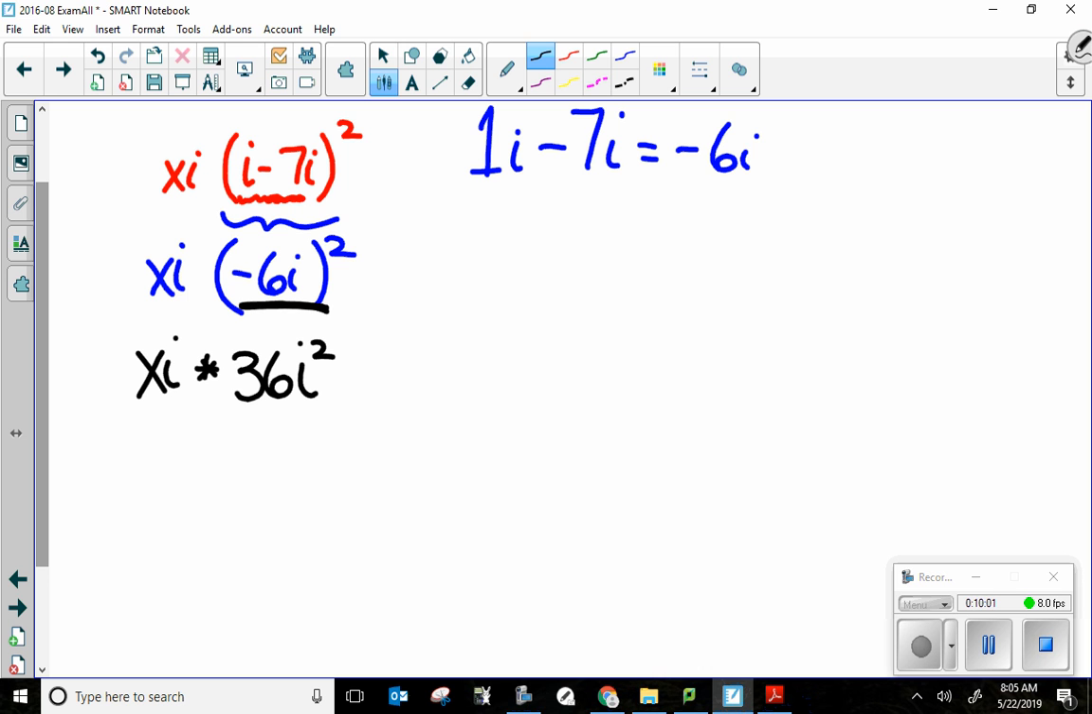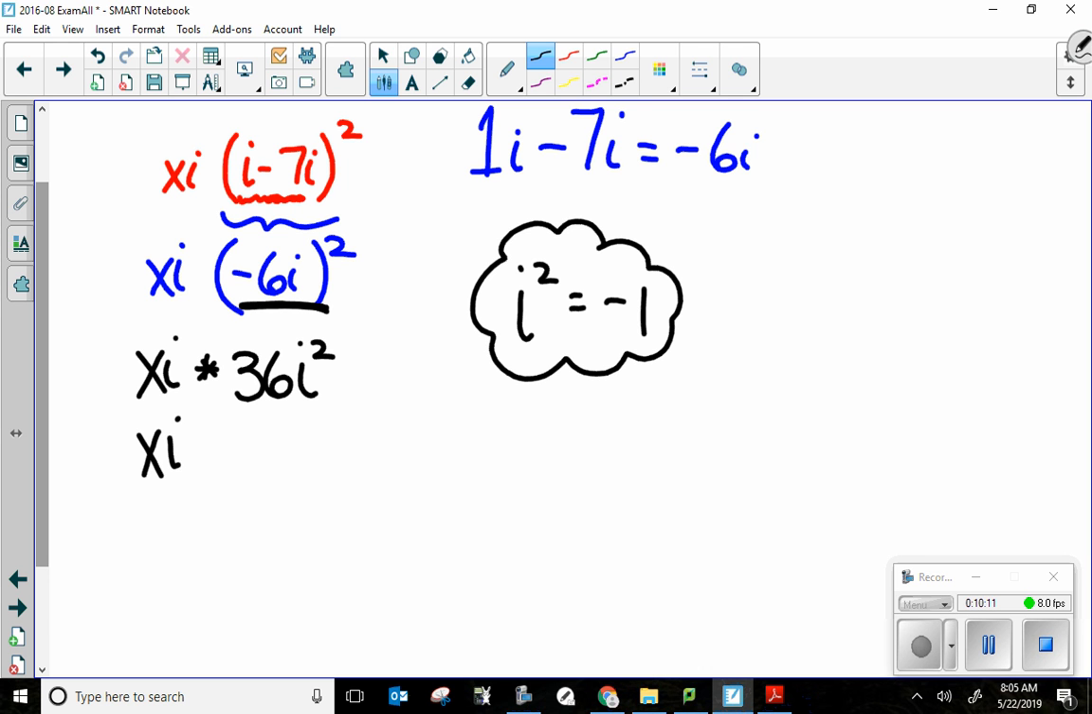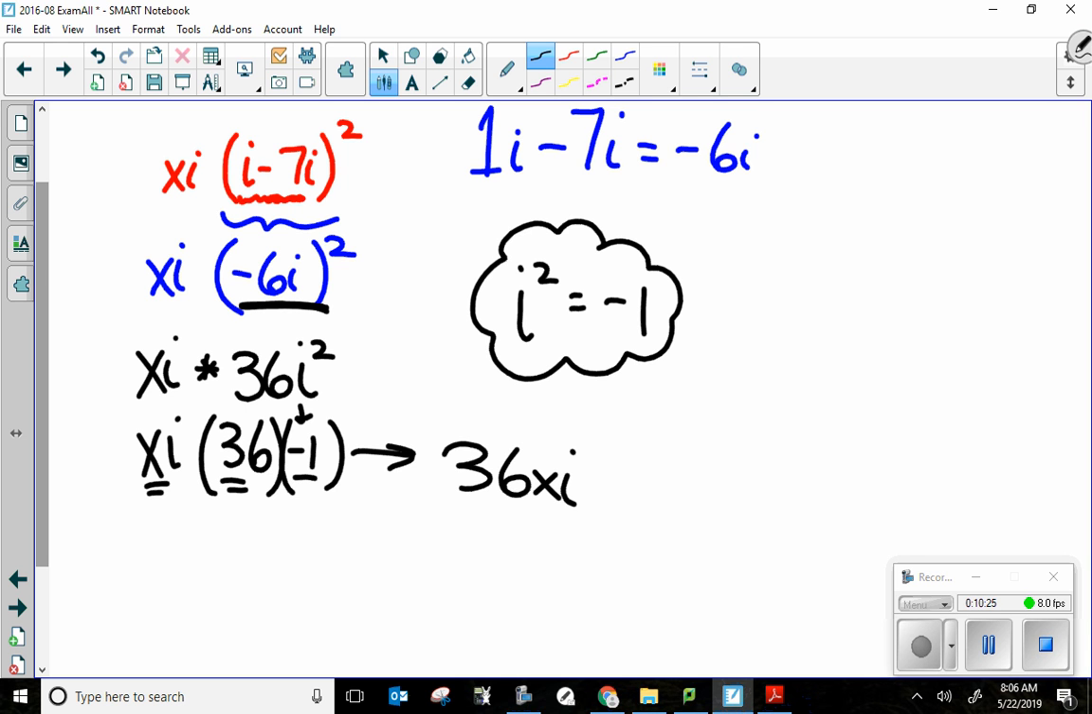Oh my God. I tell my kids all the time, you need to remember this. i squared can be replaced with -1. So I have xi times 36 times -1 because i squared becomes -1. So 36 times xi is 36xi times a -1. I just negate it.